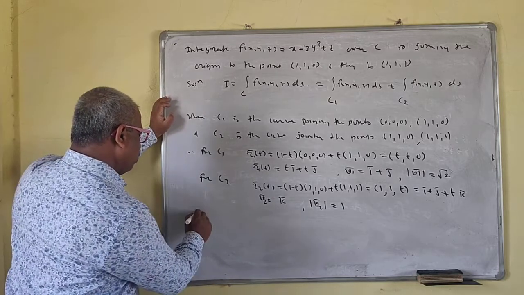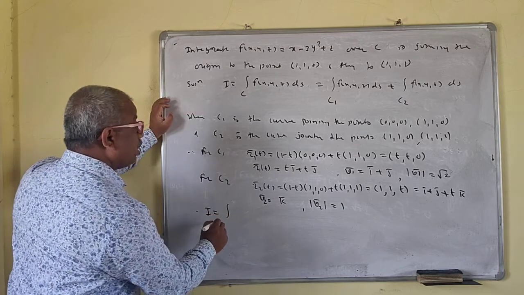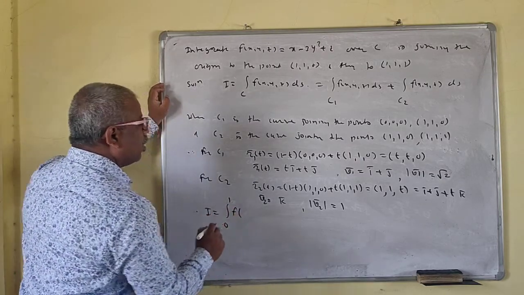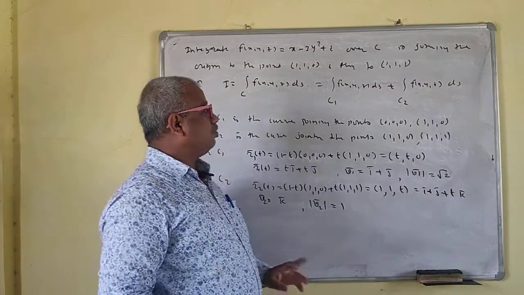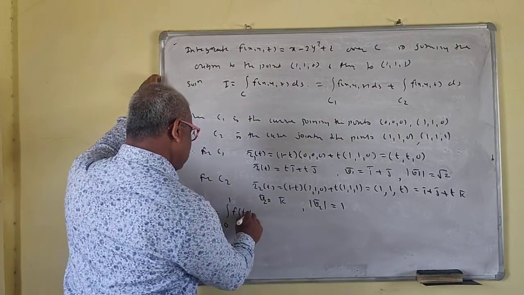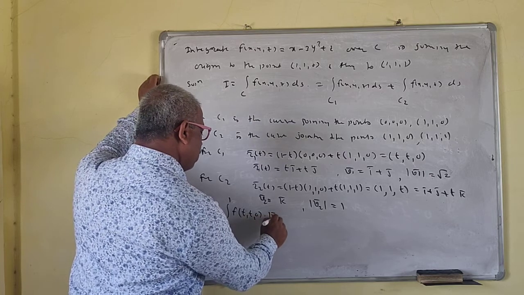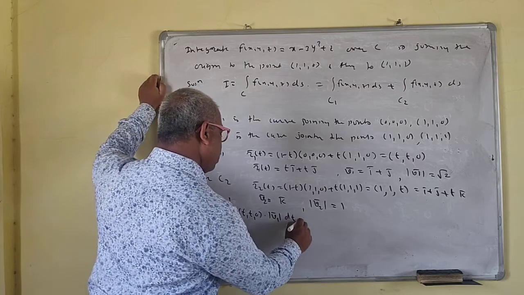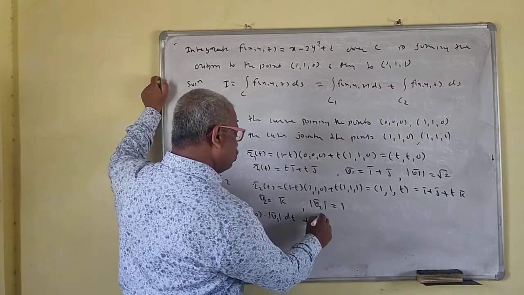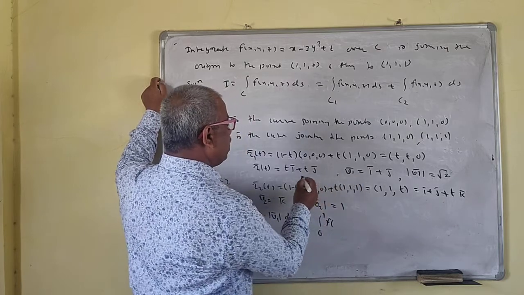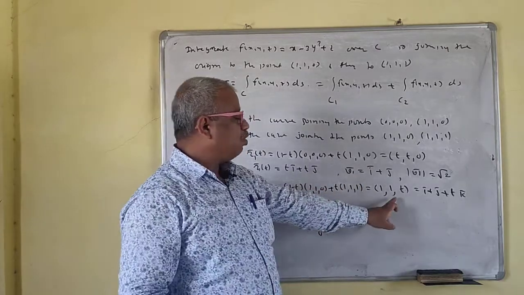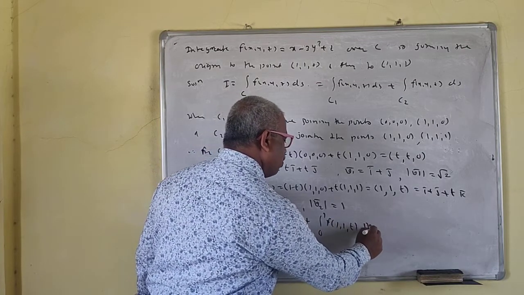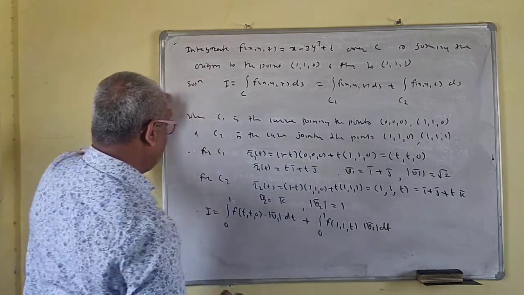Okay, so therefore I is equal to the integral over c1, from 0 to 1, of f of t, t, 0 times mod of v1 bar dt, plus the integral from 0 to 1 of f of the next point. The second point is 1, 1, t. So your x is 1, y is 1, and z is t, times mod of v2 bar dt.